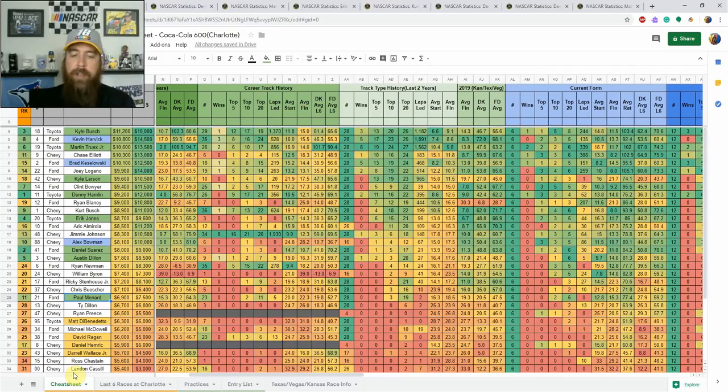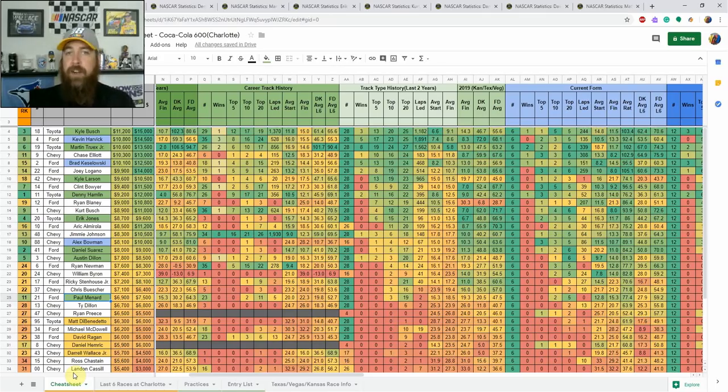Despite the new rules package, we've only seen two drivers in each of those races, Kansas, Texas, and Vegas, lead 50 plus laps. There's only been two drivers to lead 50 or more laps in those three races. Kevin Harvick did lead 100 in the last race, so keep that in mind there as well.